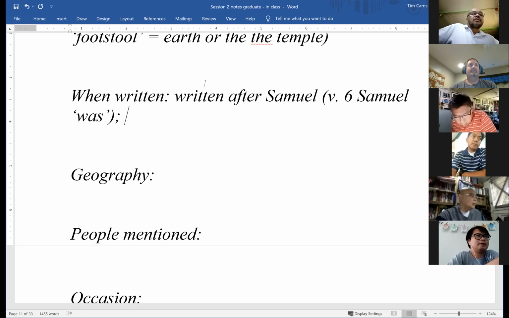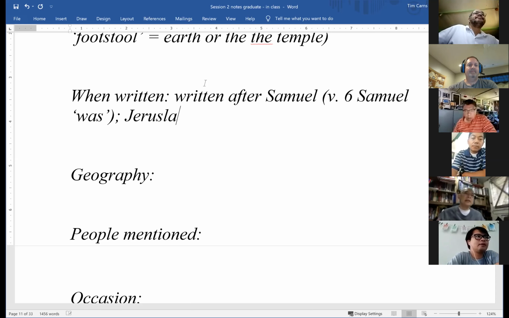After Samuel. It was after. How do we know that? When was Jerusalem established? Was it established when Joshua came into the land and they defeated all of the cities? Is that when Jerusalem was also? No, it was established during the time of David, as he was rising to be the king in the earlier days of David.